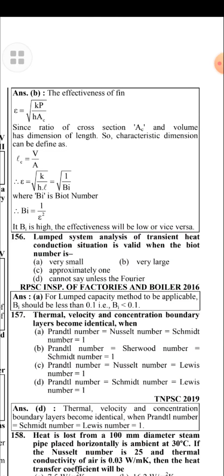The effectiveness of fin is equal to root under Pk by hA. Since the ratio of the cross-sectional area A and volume has the dimension of length, the characteristic dimension can be defined. The length is equal to V by A. Effectiveness is equal to root under k by hL, where k by hL is equal to Biot number.